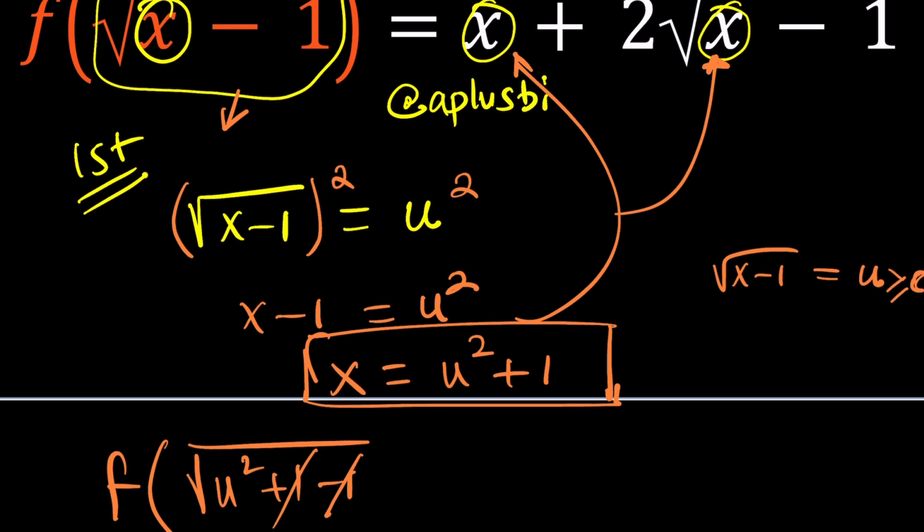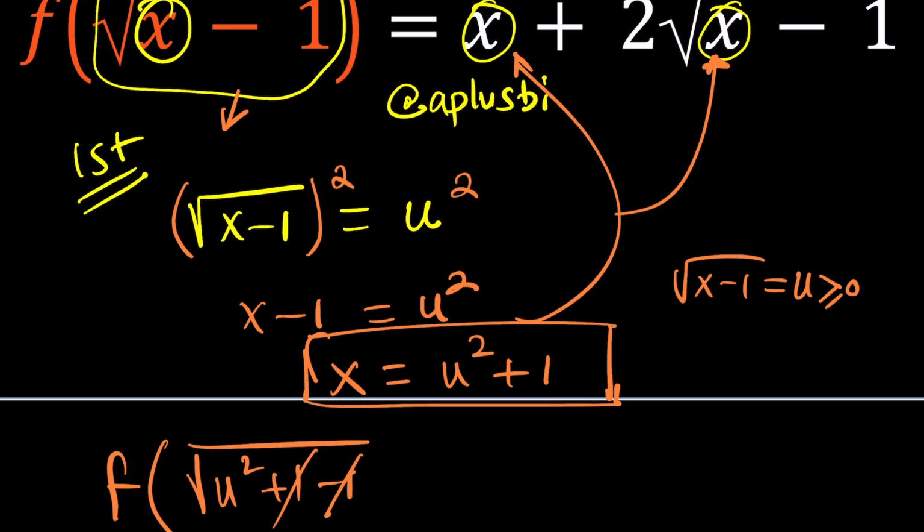Can u be 0? Well, yes, because if x is 1, then u is 0. Right? That's why we kind of need to set it equal to greater than or equal to 0, not just greater than 0. Okay? But if x is equal to 1, then you kind of get f of 0 equals 1, which is something we can also use to check our function at the end.